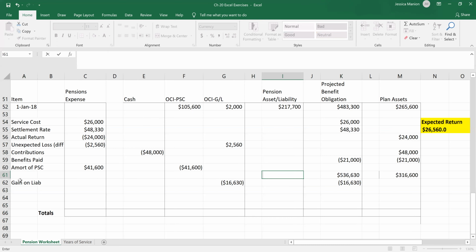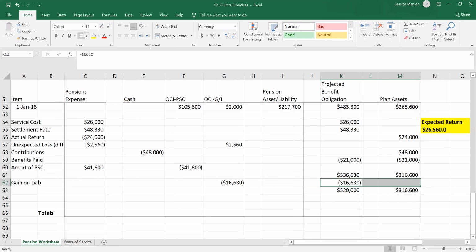Well, actually, let's see here, because we've got the 1630 in there already. Yeah, so let's total these up again. Equals 536,630 plus the decrease that we had to the obligation. This still equals 316,600.